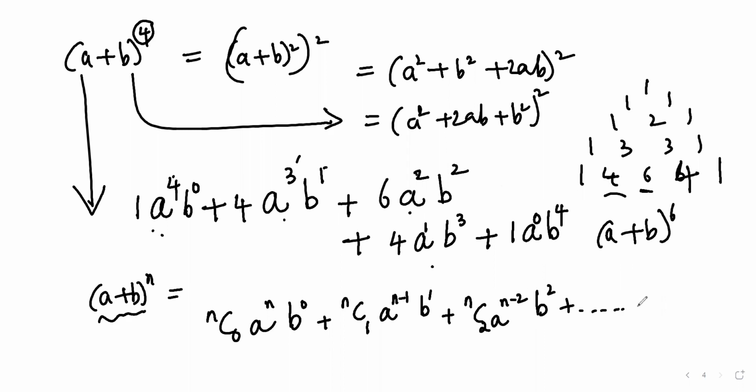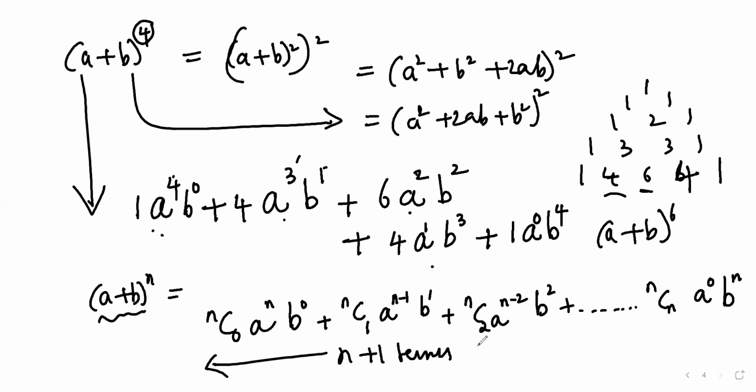So how far can I go? nCn a to the power of n minus n, isn't it? Finally b becomes b to the power n, and a becomes a to the power 0. In other words, the power of a should become 0 and the power of b will become n. Up till there I can go. And there will be n plus 1 terms, because the index is n.